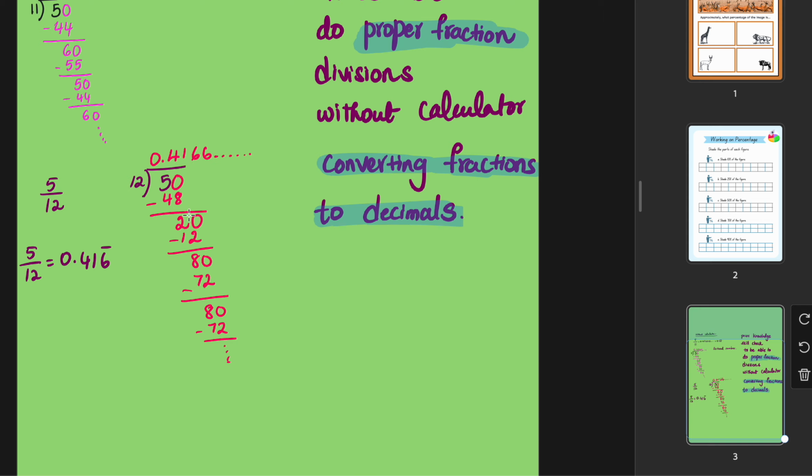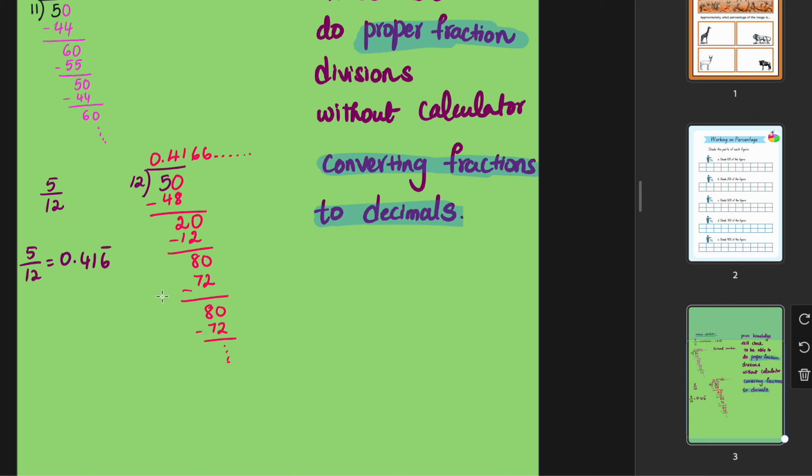So 12 times 4 is 48. So the remainder is 2. You don't have to put any more decimals or zeros, just introduce another 0 here. So 12 times 1 is 12. You subtract, that's 8. Make it a 0, 80. So 12 times 6 is 72. Again 8, 80. 12 times 6 is 72.